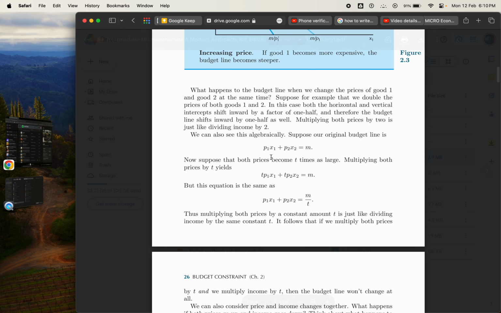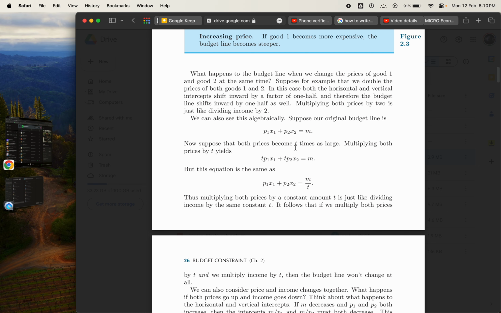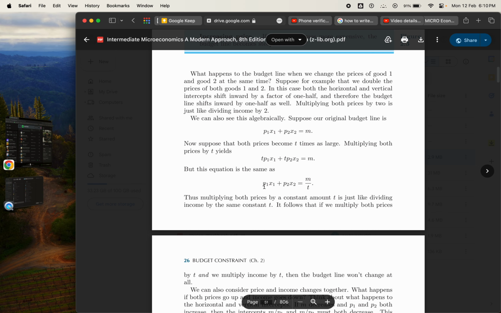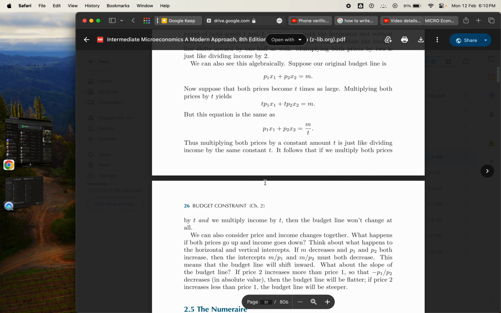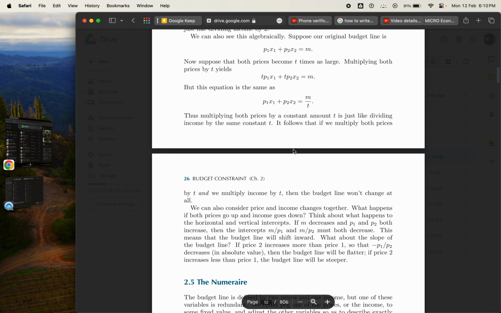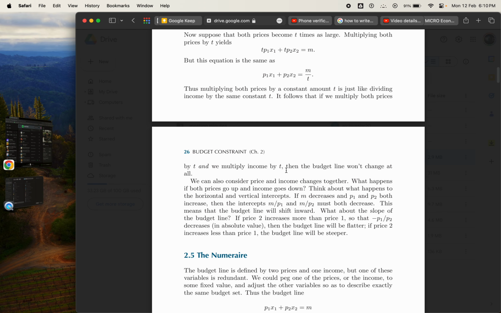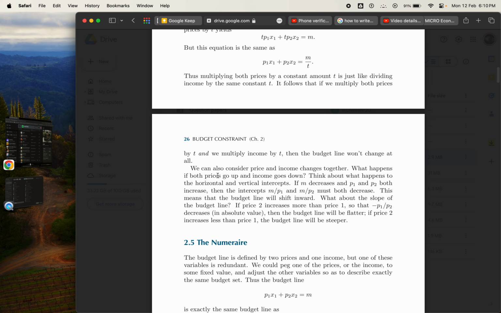Suppose our original budget line is this, and it becomes t times as large, multiplying both sides by t. This is equal, and the budget line won't change at all.